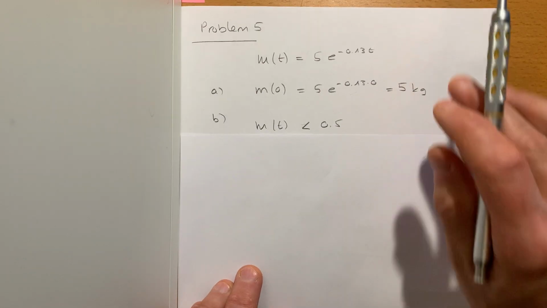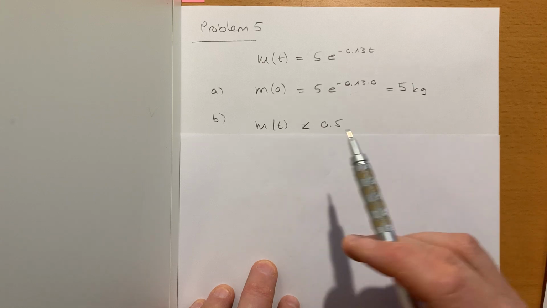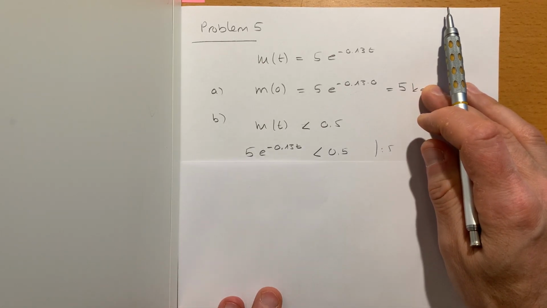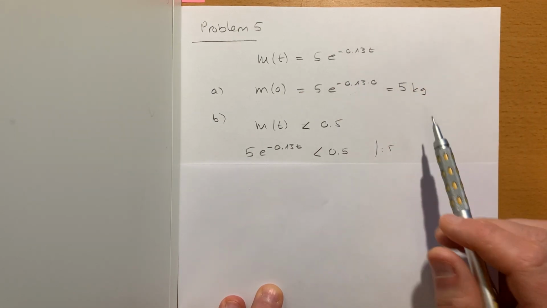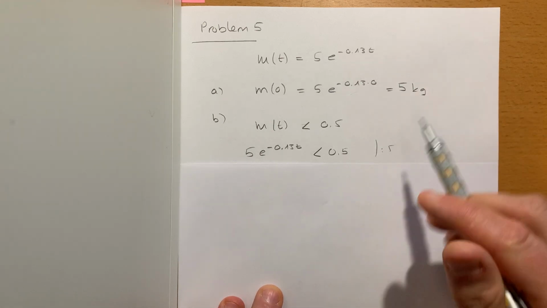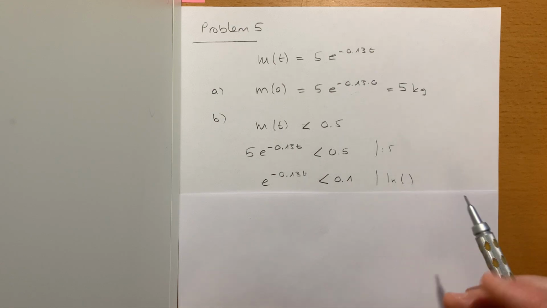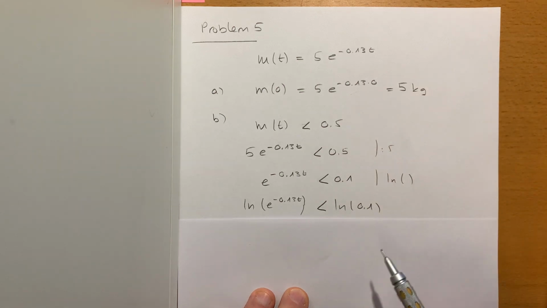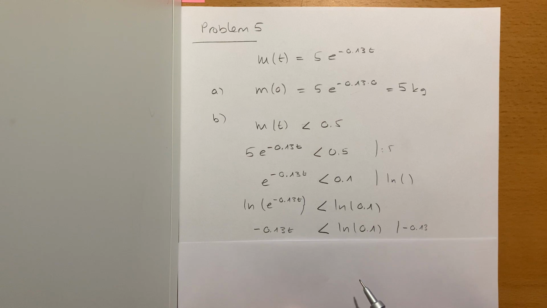B. After how many days is the substance for the first time below 0.5 kilograms? Well, m in terms of t, the mass in terms of the time. You plug in this term here, and we want to isolate t eventually. So first we divide by 5. This is what we get. Then we apply the ln on both sides. Once you apply the ln on both sides, you're going to get this directly.